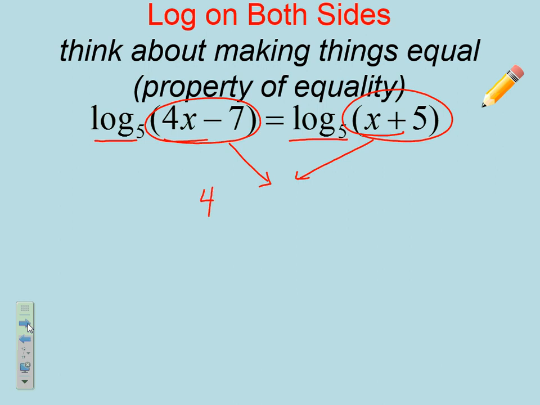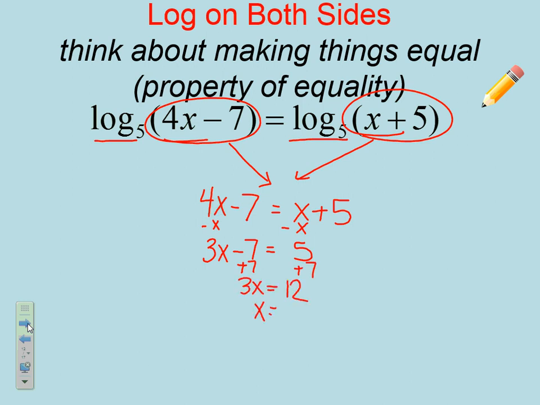So I just set the 4x minus 7 equal to the x plus 5, and then I can solve for x without worrying about the log base 5 business. So how would I solve this for x? Get x's together on one side. I'd have 3x minus 7 equals 5 here. Then I'd add 7, so I'd have 3x equals 12, and I'd get x equals 4.